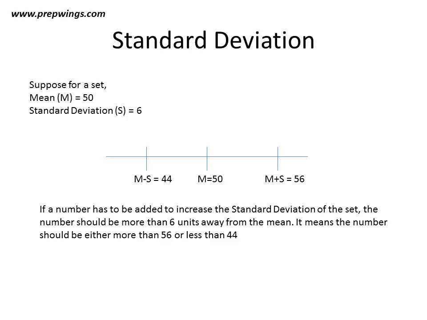For example, if I take 57 as a number, 57 is 7 units away from mean and 7 is more than the standard deviation, which is 6. So adding that number will increase the standard deviation of the set. Or I should add a number which is less than 44. Okay, for example, if I pick a number 43, 43 is 7 units away from mean, from 50. Okay, and the standard deviation is 6. So again, adding 43 to the set will also increase my standard deviation. So in fact, any number that is more than 56 or less than 44, if I add that number to the set, that will increase the standard deviation of the set.